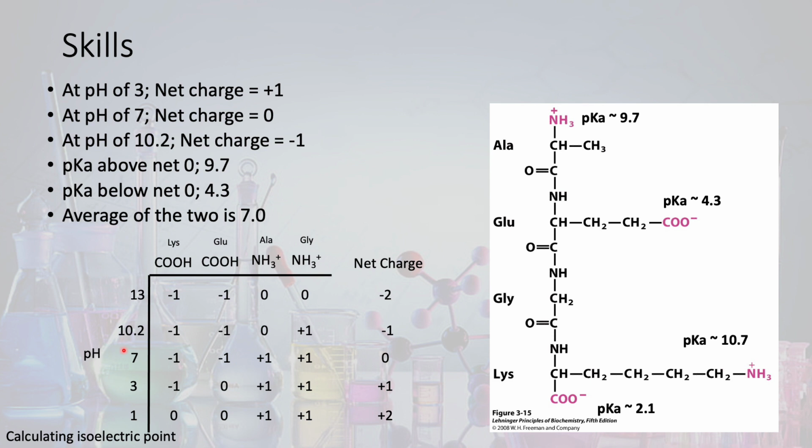So if we compare pHs, we notice that at a pH of 7, we have -1 here, -1 here for lysine and glutamic acid's functional groups, and then +1 on alanine and +1 on glycine amino groups, which leaves us at a net charge of 0. So if we look at the pKa's that straddle that net charge of 0, flying through these, we notice that the pKa above the 0 is 9.7, so the amino group from alanine, and the pKa below that 0 is 4.3 from the carboxylic acid group here on glutamic acid. Right, so all we have to do is add those up, take the average, and we arrive at an isoelectric point of exactly 7. Go ahead and continue to practice these if they are still confusing.